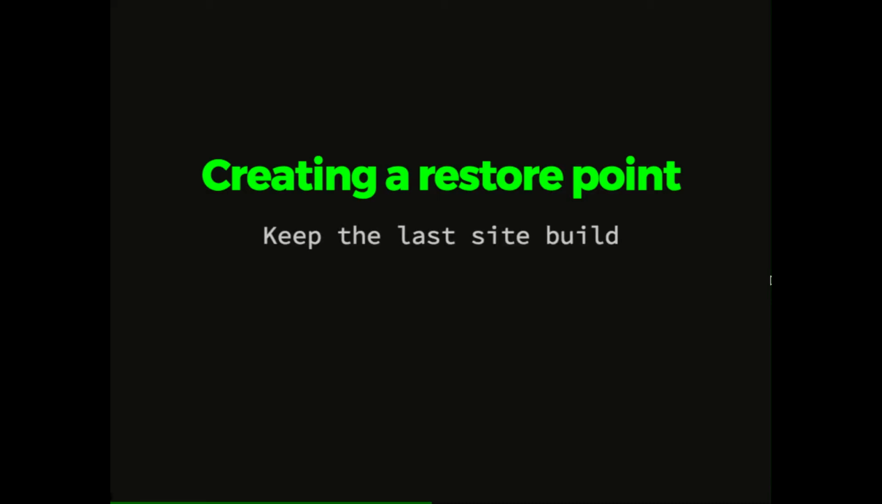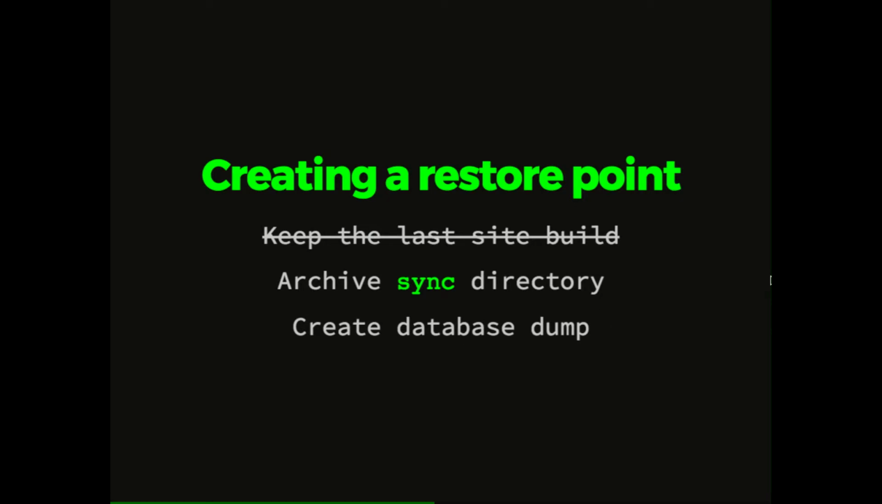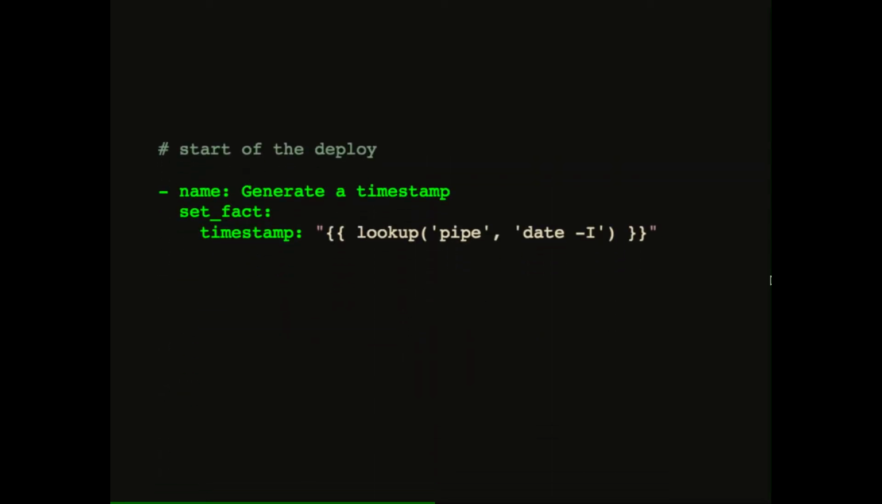So first of all, we want to make sure that we keep the last site build. We've already done that because we have web_old. If we're working with Drupal 8, we want to archive our configuration management directory, our sync directory. And we also want to create a database dump so that we always have a restore point if a build goes pear-shaped. So what happens is we're going to first use another module called set_fact to create a timestamp variable. set_fact lets us create Ansible variables on the fly at runtime. So we're going to ask Ansible to run the pipe command, run the date -I command to get the current date in ISO format, and then store it in a variable called timestamp.